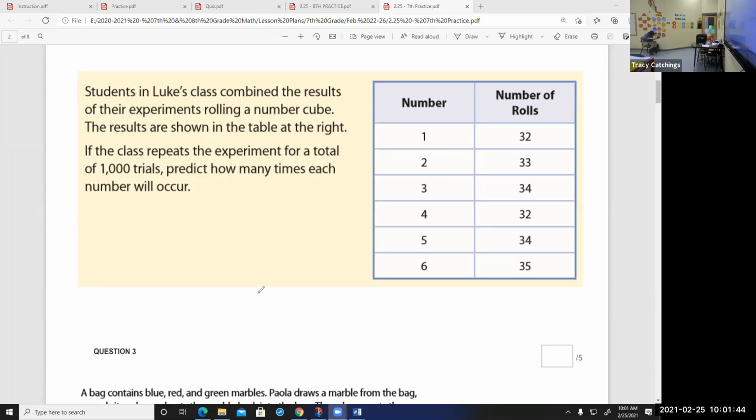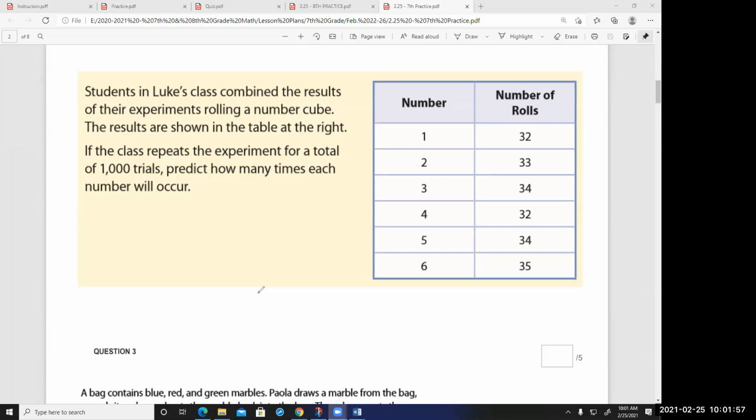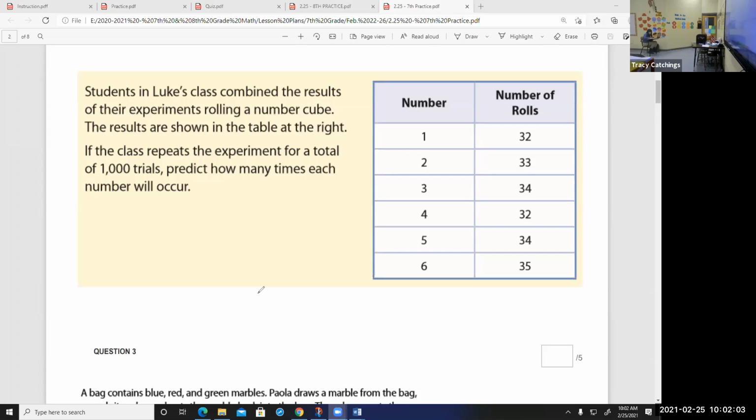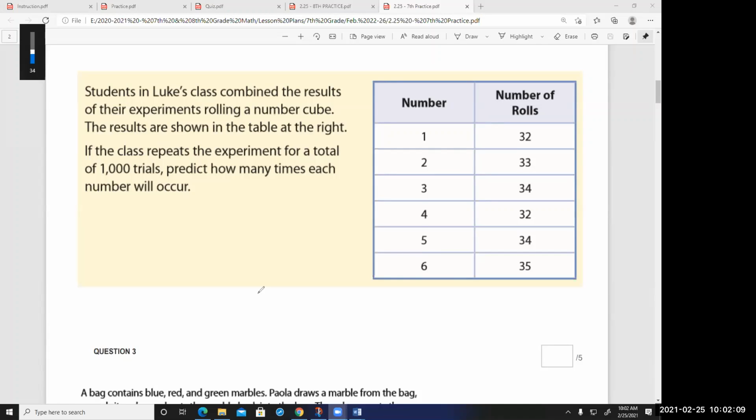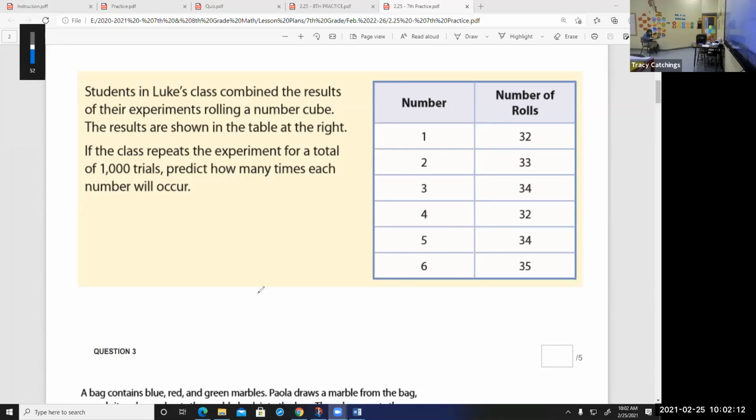All right, somebody go ahead and read it to us. Students plan to find the results of their experiment rolling a number cube. The results are shown in the table at the right. I'll read. How many times each one? What'd you say, Elijah? I said I'll read. All right, they just read it. They didn't hear you, but that's fine.